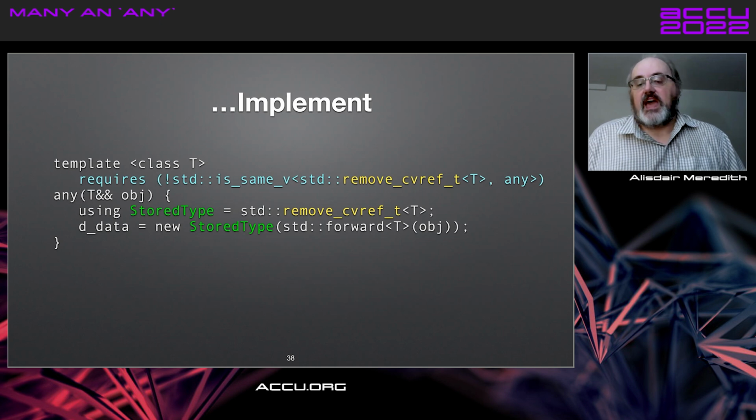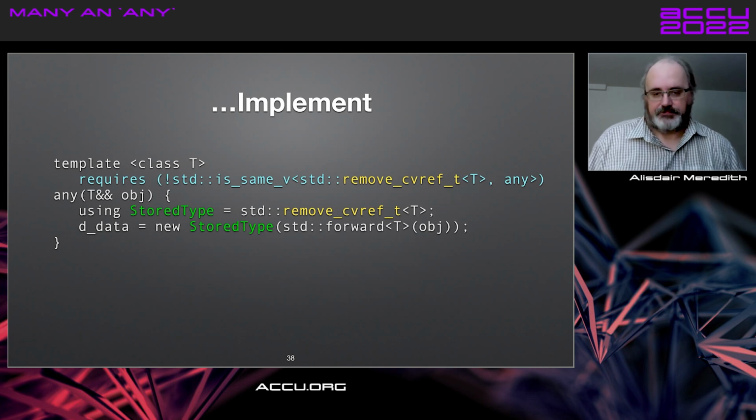So we say, are you the same type as any, the type I'm actually trying to implement? Because if you are, I want you going to my copy or move constructor. I don't want you coming here. So the C++20 requires clause will trigger what is often known as SFINAE, but simply says, if you do not satisfy that condition, then this overload will not be available to you. It will not be selected and we'll go off and find a better match.